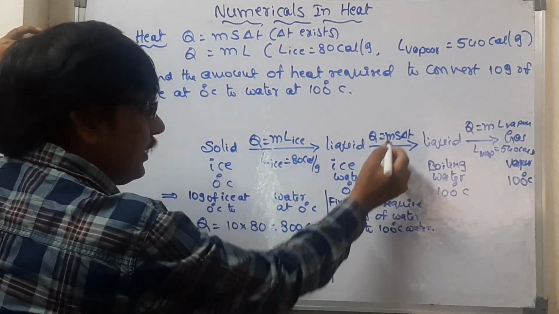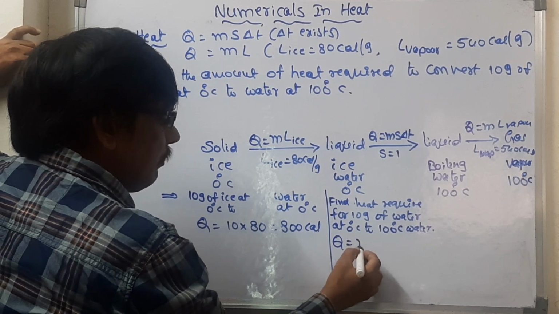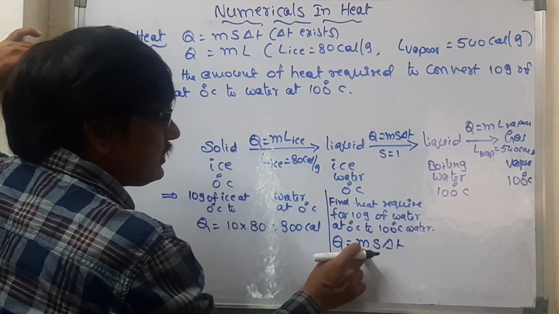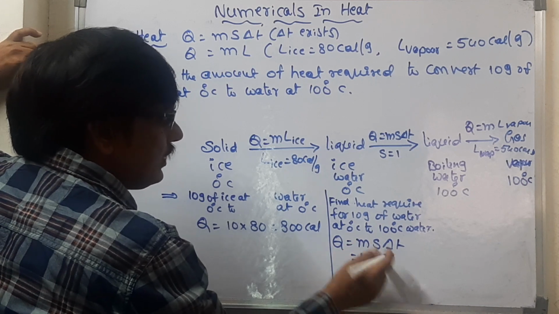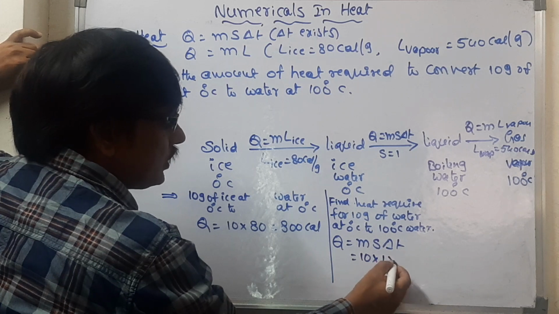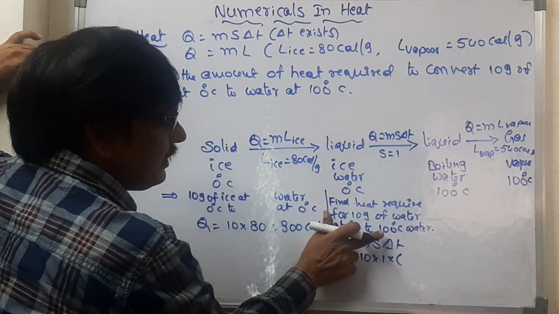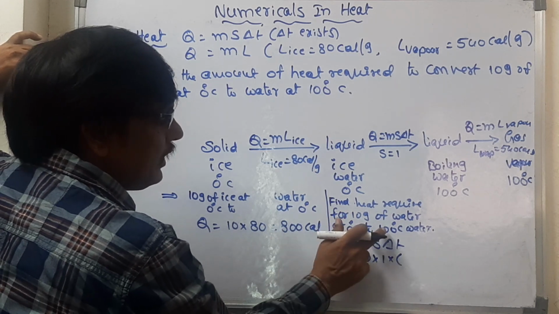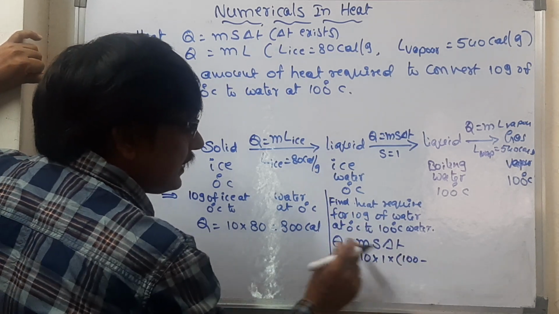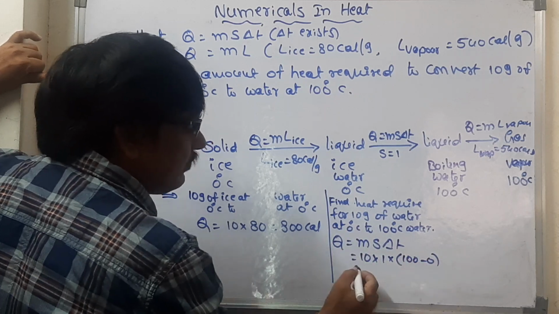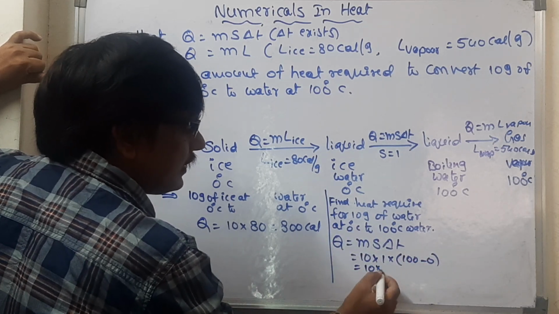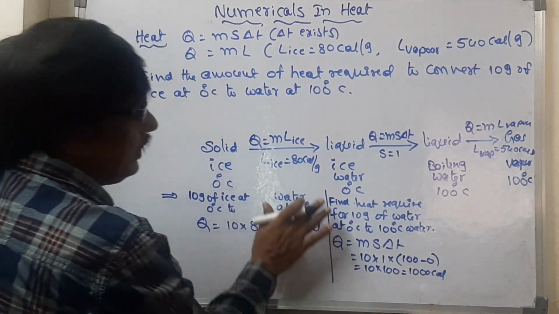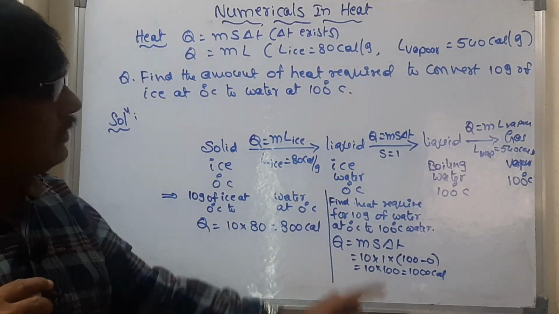So what formula should we apply? Q is equal to MS delta T formula we can apply. So M value, how much is that? 10 grams. S value, that is water, so 1. Change in temperature, how much is that? What is the final temperature? 100 degrees Celsius, and the initial temperature is 0. So 10 into 100, isn't it? So how much is required? 1000 calories is needed. Got it? If the change in temperature is given, this formula we can use.